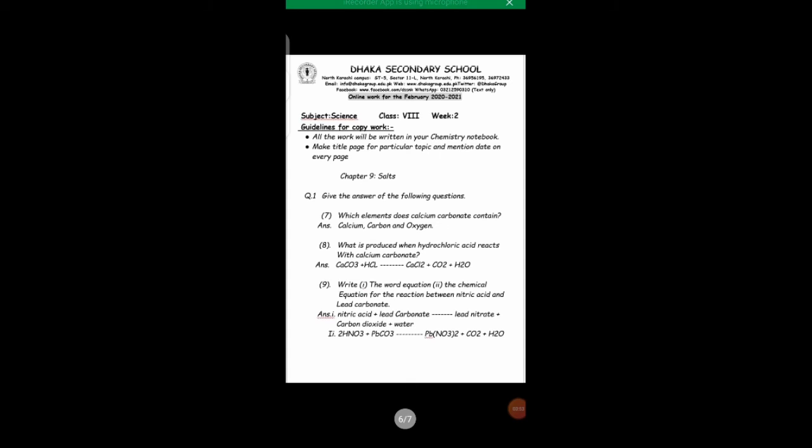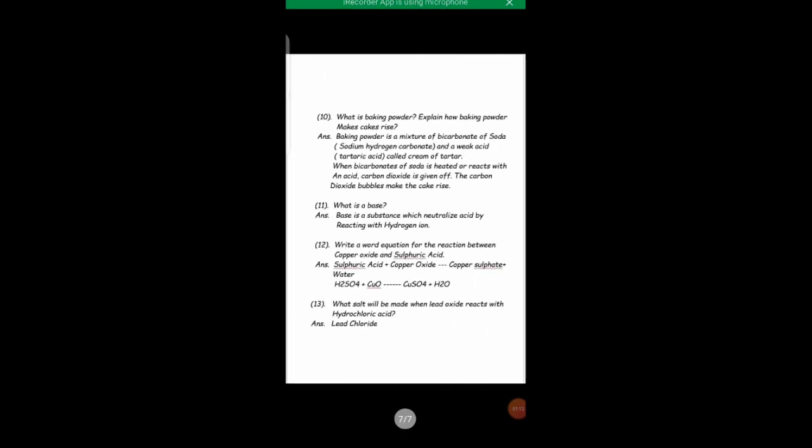This is the work which you have to complete in your chemistry copy. Questions number 7, 8, 9. Over here in question number 8, CaCO3 is written. This 3 is in small form. You have to write it at the bottom of the O. Then questions 10, 11, 12 and 13. These are all the questions which you have to complete in your chemistry copy.